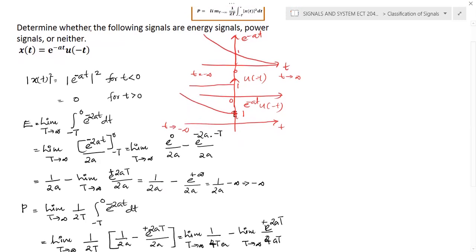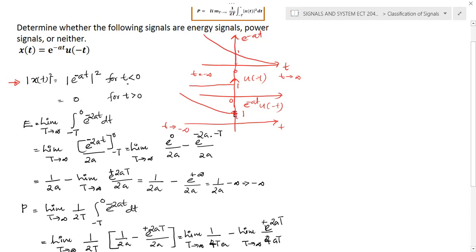We can verify that. So we can simplify the question. Modulus of x of t whole square is equal to e raised to minus at the whole square for t less than 0, because we need to take modulus and the whole square, and 0 for t greater than 0.